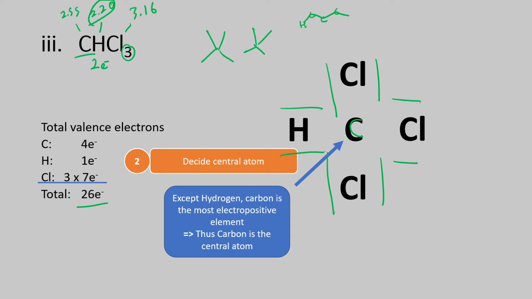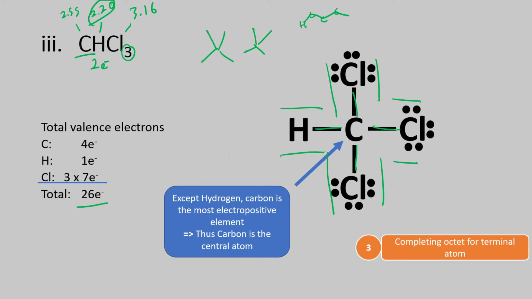Okay, we have decided the central atom. After we have decided the central atom, we draw the bonds. We connect every single surrounding atom to the central atom. Connect. Okay, after you have connected, let me show you. Where is the eraser?